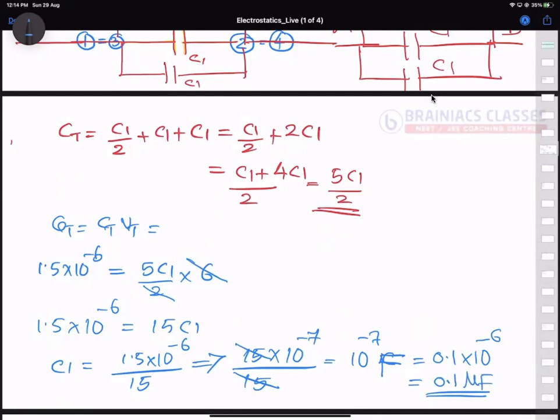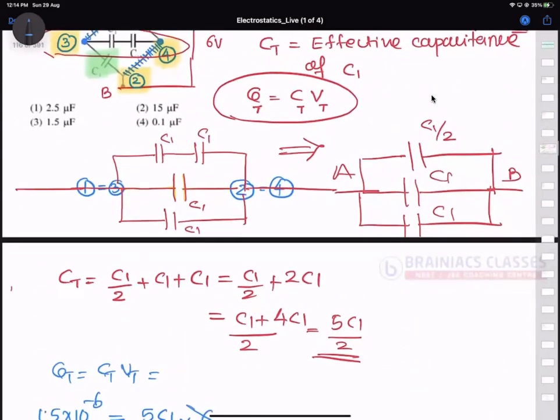Okay, we'll see that one of the options will match. All options are in microfarad: 2.5 microfarad, 15 microfarad, 1.5, and we have the option equal to 0.1 microfarad.